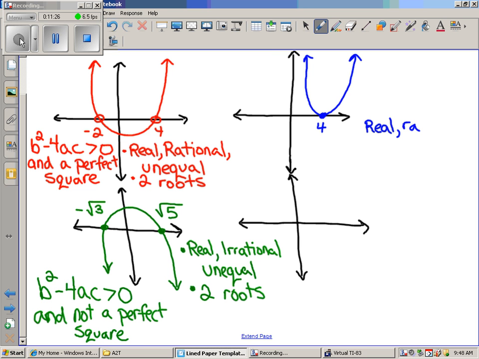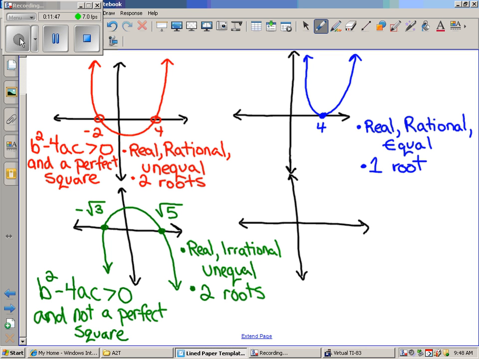And then here's the weird part. Okay, real, rational. And it's equal, because it's equal to itself. Yep, and then there's one root. One root.